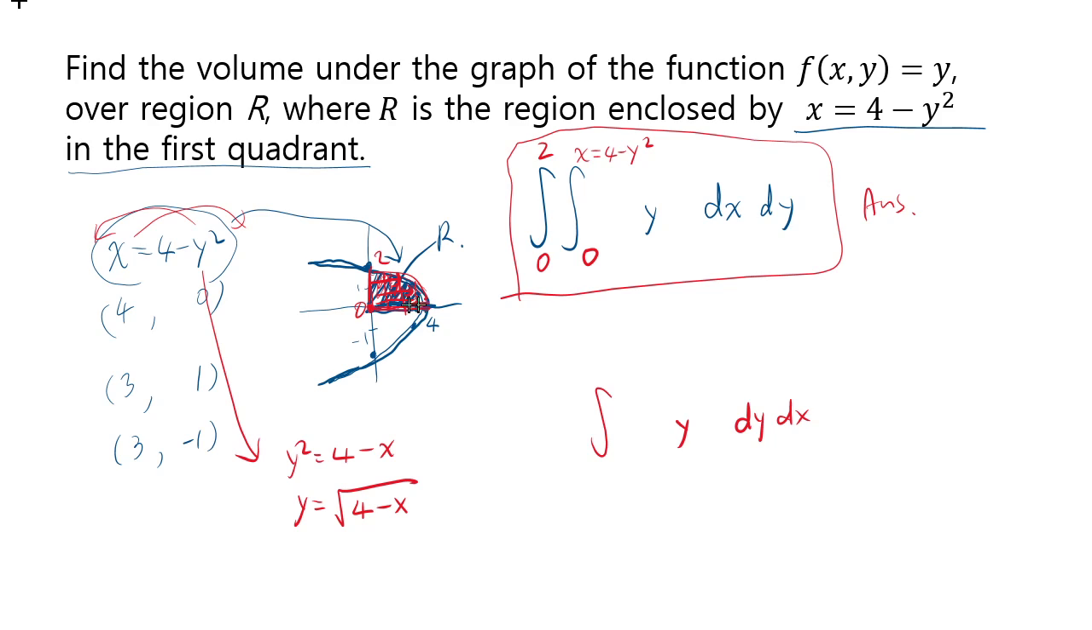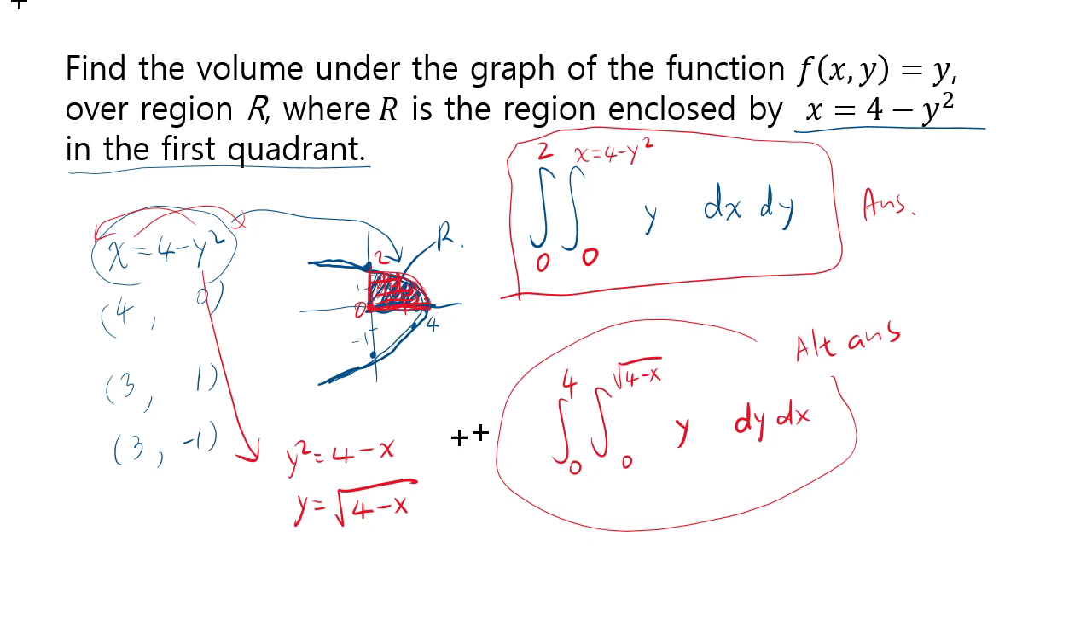and as you can see, you start from 0 and you end at this curve. So you start from 0, you end at the curve, square root of 4 minus x, and the x value varies from 0 to 4. So there will be an alternate answer. Either one would be correct.